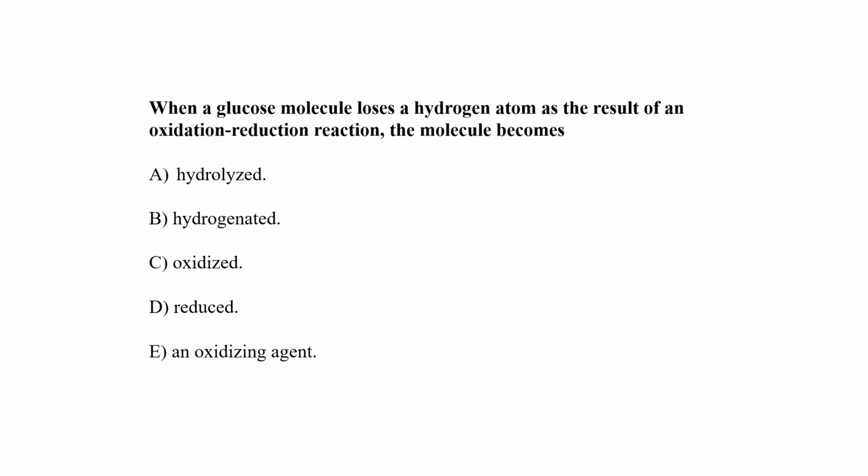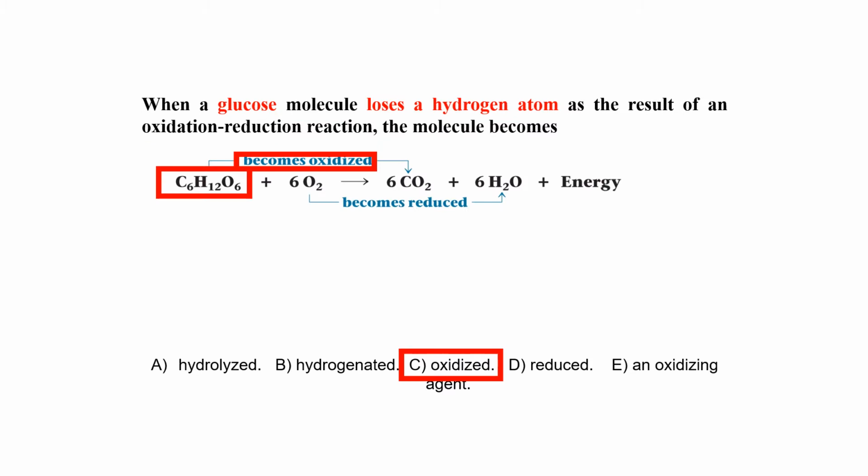Okay, this question is very interesting and is actually very similar to what we just did. Here they're asking you, when a glucose molecule loses a hydrogen atom as a result of the oxidation reduction reaction, the molecule becomes. Okay, the best way to see that is trying to see all the formula. Okay, let's use a formula.